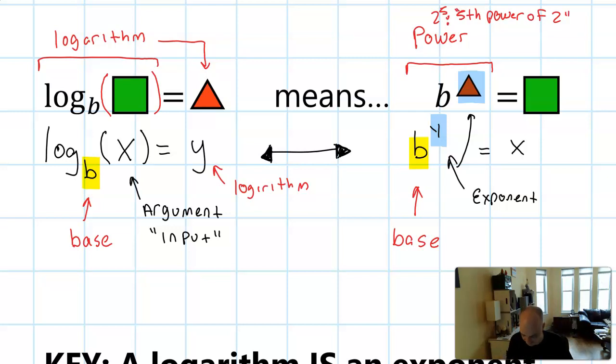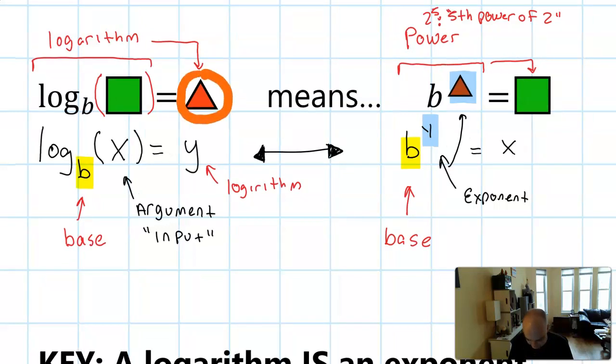So that's what we mean when we refer to the whole thing. So we have the base, the exponent, and then the whole thing is called the power. On the left side, we have the base, the argument, and the whole thing is called the logarithm. But let's look at the connection between them. The connection is this triangle. On the left side, we call the triangle the logarithm.